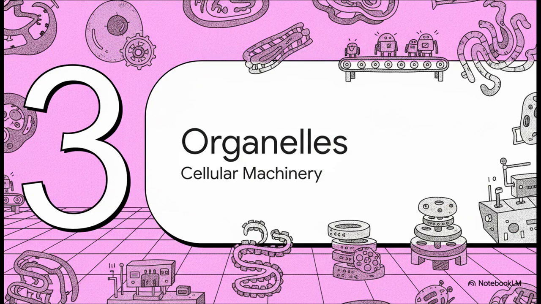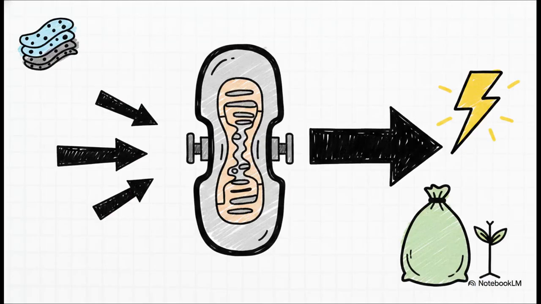Section 3, organelles, the cellular machines. So you can think of organelles as the tiny organs of the cell. We have the rough endoplasmic reticulum, which synthesizes and transports proteins. Then there are vacuoles, used for storage and maintaining turgor pressure in plants. But pay really close attention to the mitochondria. They are the ultimate energy powerhouses. Notice how inputs like glucose and oxygen flow right into it, and then it outputs a powerful burst of ATP. That ATP is completely usable cellular energy.